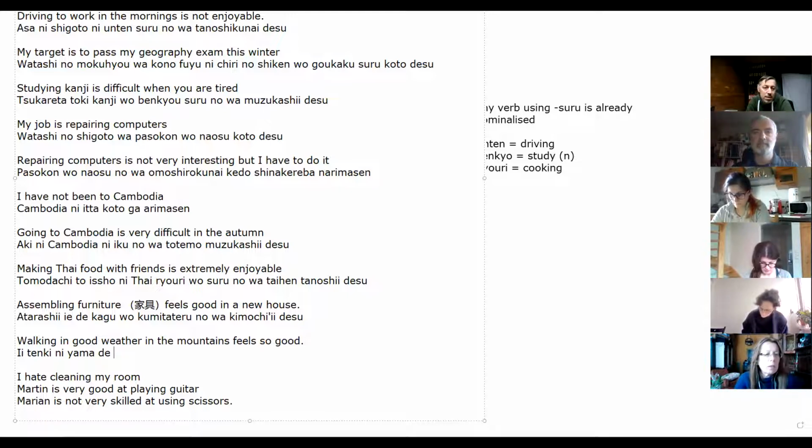So now, ii tenki ni yama de. So feels good. We need walking, don't we? So now, aruku. Now with what feels? We could use no wa. Good. Kimochi ga ii desu. Kimochi ga ii desu ne. Hai. Excellent. Well done.